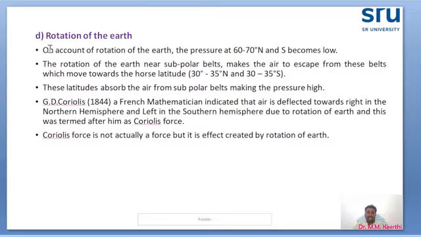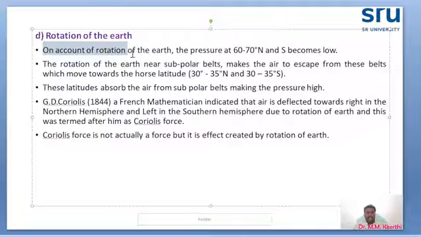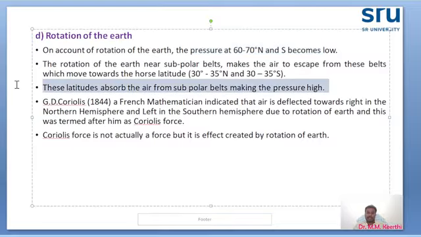Next, on account of the rotation of the earth, the pressure at 60 to 70 degrees north and south becomes low. I already told you, in the northern hemisphere and southern hemisphere, around 60 to 70 degrees latitude, according to the rotation of the earth, the pressure will be low. Near the subpolar belts, around 30 to 35 degrees north hemisphere and 30 to 35 degrees south hemisphere, the pressure will be more. These latitudes absorb the air from the subpolar belts, making their pressure high.